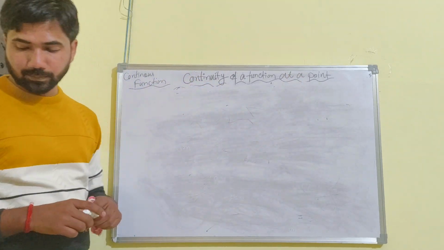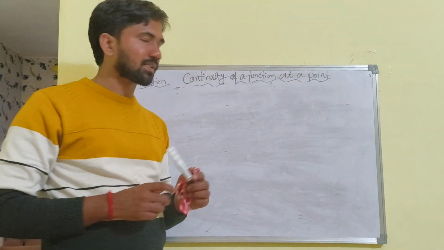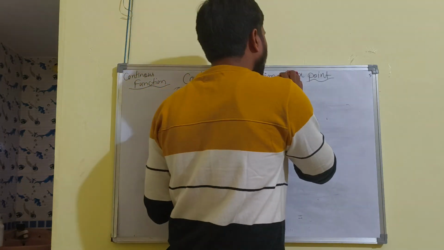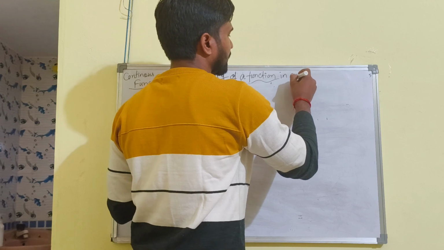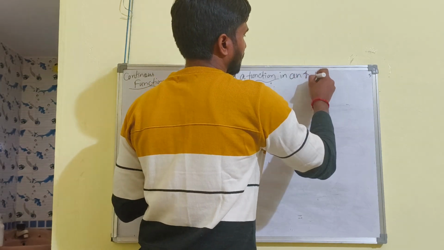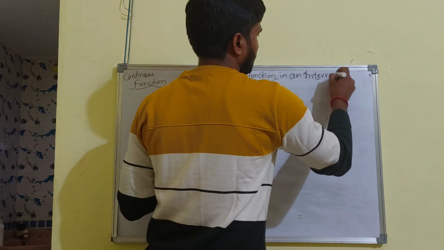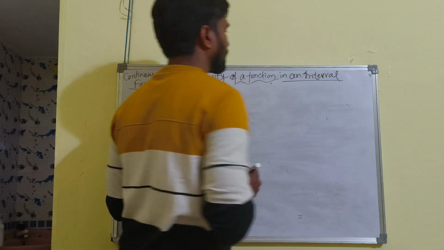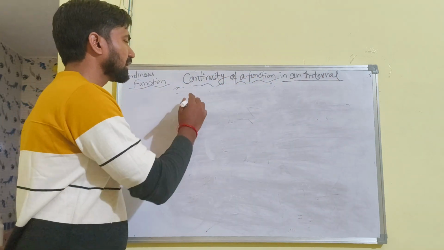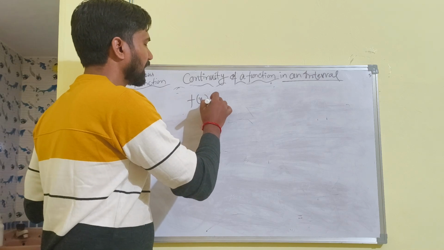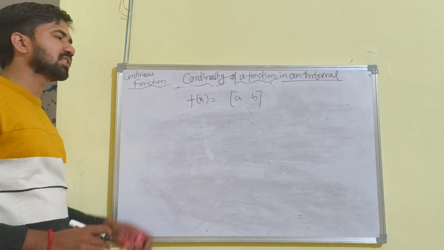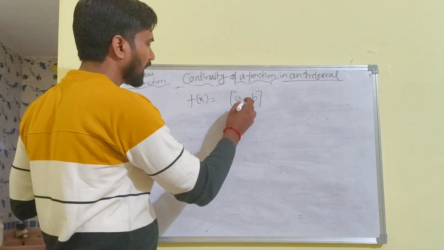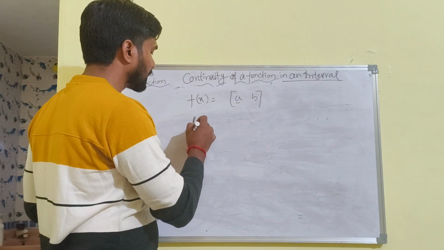Continuity of a function at a point: we have seen continuity of a function in an interval. Suppose a function f(x) is given in the closed interval [a, b], and they ask whether it is continuous or not. Here, on a, we have to check left hand limits.